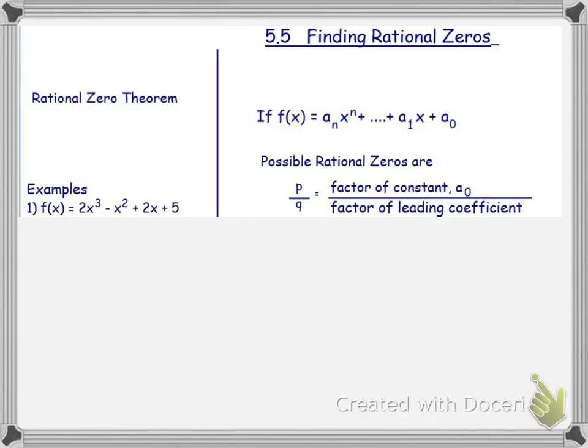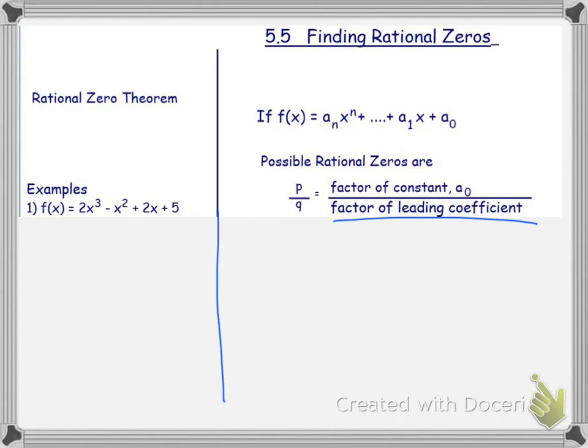So the rational zero theorem says that you can find a list of numbers where your rational zeros of that polynomial are somewhere in that list. So to list the possible rational zeros of a polynomial, you're going to use any possibility of p over q, where p is a factor of the constant and q are the factors of the leading coefficient.